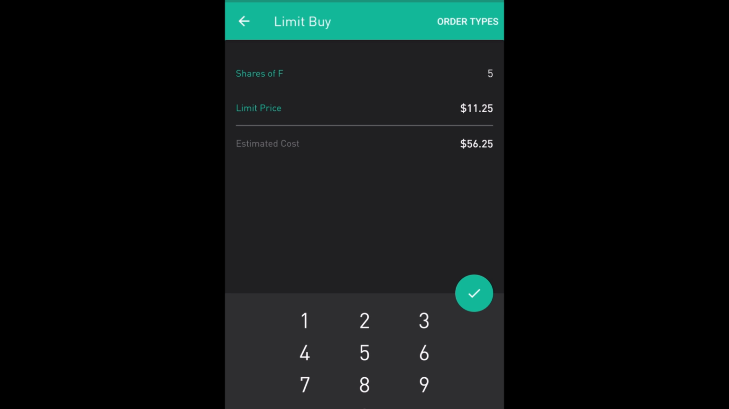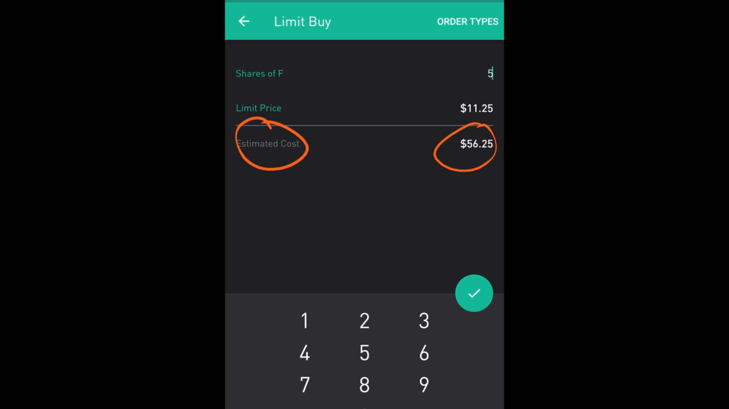Now it's asking us for how many shares. Now, it's still saying estimated cost here, but you'll never buy a stock for more than $11.25. That is the limit price. So you could buy it for $11 or $11.20, $11.24, but you'll never buy it for more than $11.25, which is perfect for either buy and hold traders or penny stock traders. You can really limit the price you're going to pay.